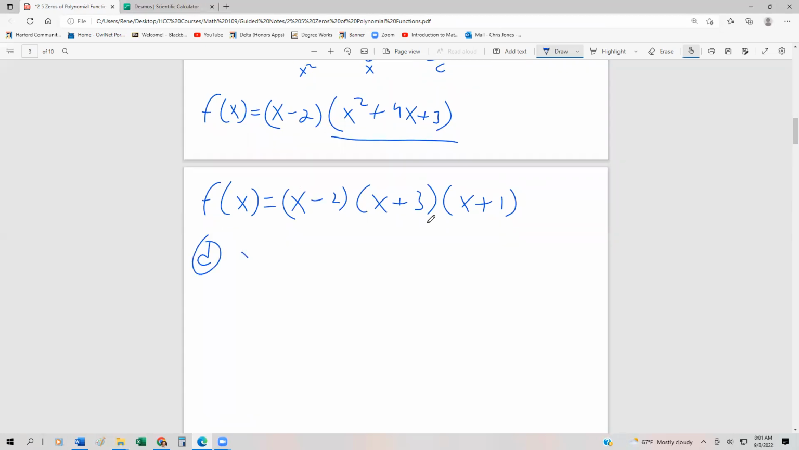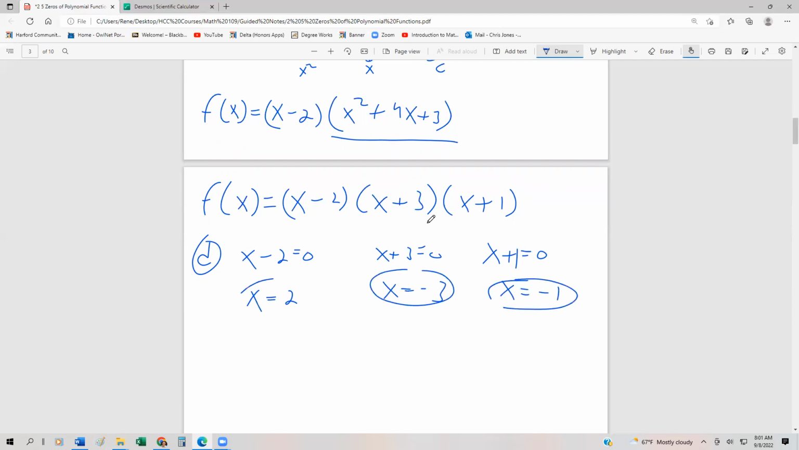So finally, we're going to set each of the factors to 0. We're going to say x minus 2 is 0, x plus 3 is 0, and x plus 1 is 0. All right, and so it gives us our three solutions. x is 2, x is negative 3, and x is negative 1. And so those are our three solutions.